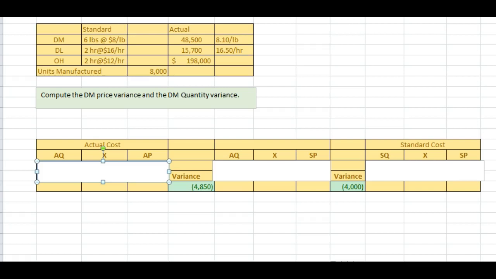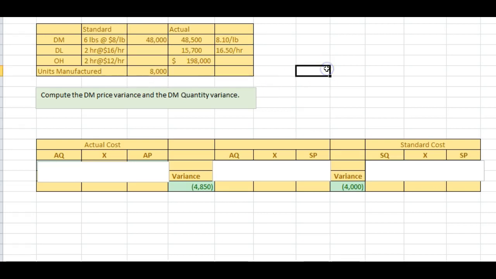Here's a standard cost. We've decided that direct materials are 6 pounds, and each pound should cost $8 a pound. Those are standard costs. Our actual was 48,000 pounds used at $8.10 per pound. Units manufactured were 8,000, so how many pounds should I really have used as I compare? 48,000, obviously.